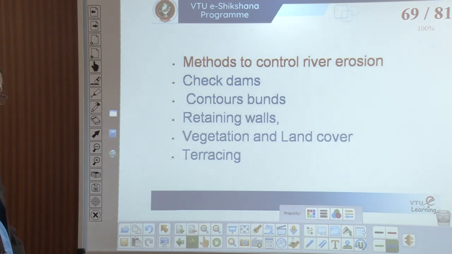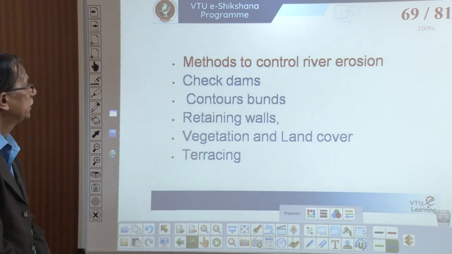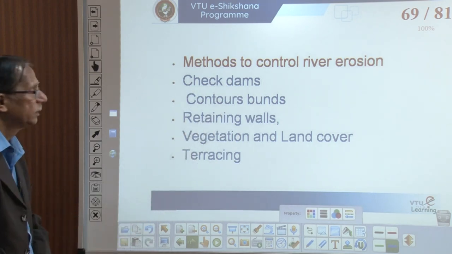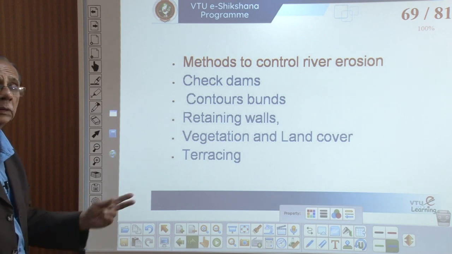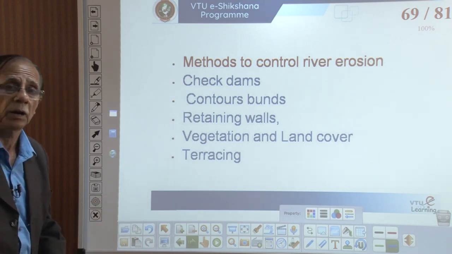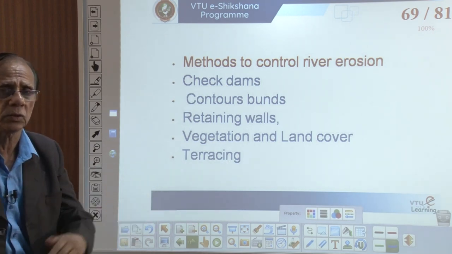We said there is river erosion. Now, check dam is one, contour bunds is another. These are different methods with a dual purpose: artificial recharge as well as soil erosion control.